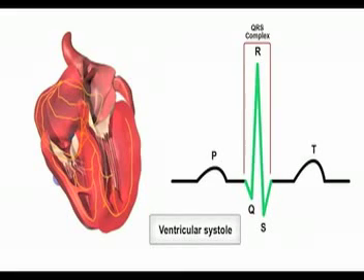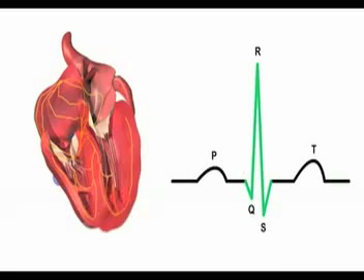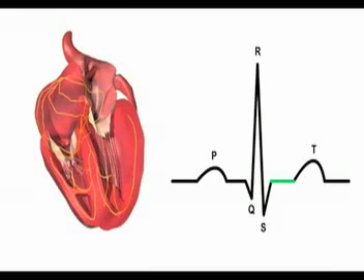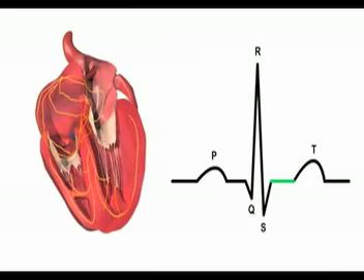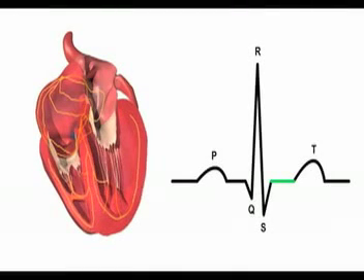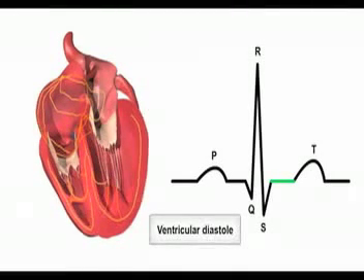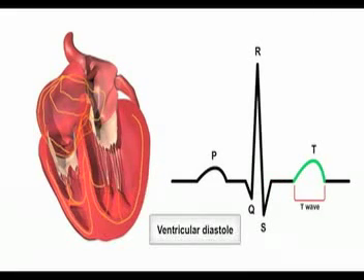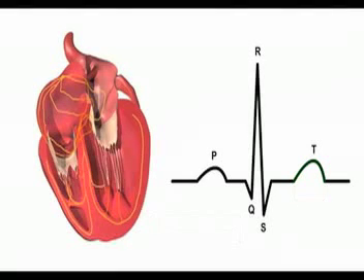Atrial repolarization also occurs at this time, but any atrial activity is hidden on the ECG by the QRS complex. Finally, as the signal passes out of the ventricles, the ventricular walls start to relax and recover, a state described as ventricular diastole. The dome-shaped T wave on the ECG marks this ventricular repolarization.